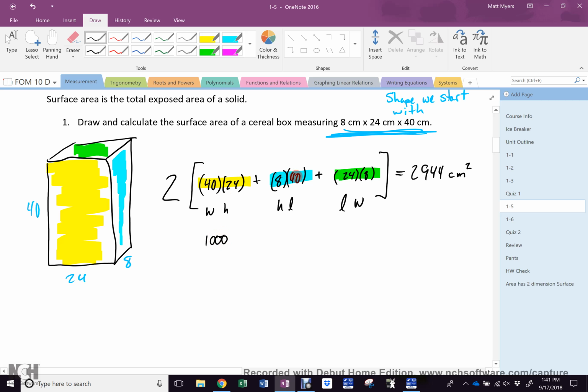8 times 40, we can do that. 8 times 4 is 32. And a 0 is 320, yes? And this, 25 times 8, right, is 200. Agreed? 320 and 200 is 500. Close, correct? 500 plus 1,000 is 1,500, correct? 2 times 1,500 means this whole thing should be pretty close to 3,000, shouldn't it? Took me 2 seconds to check that with estimating.